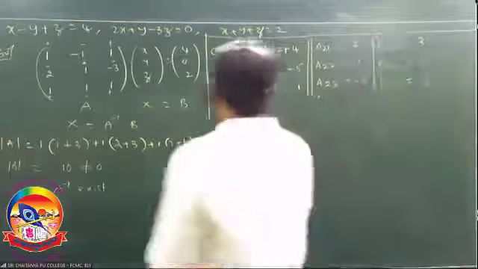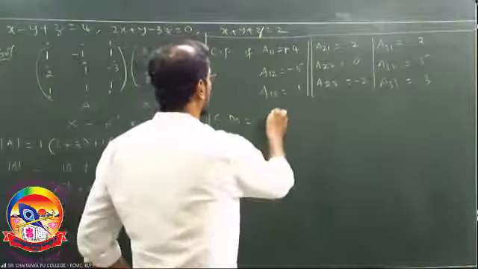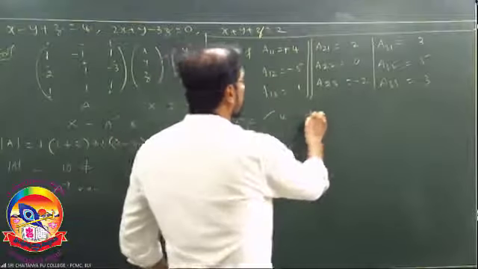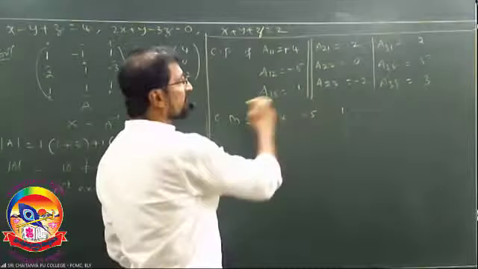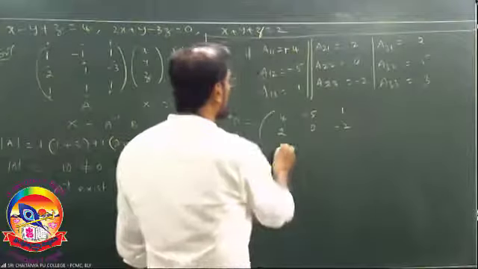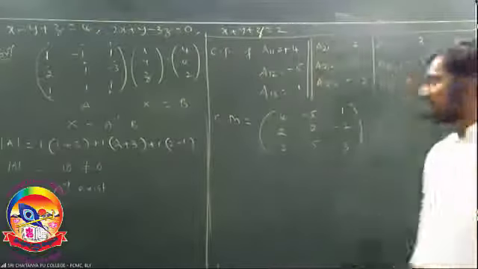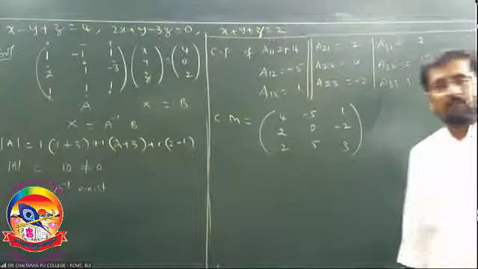Now, write down the cofactor matrix of the matrix capital A, that is nothing but, observe here, 4, minus 5, 1. These are the first row elements. And 2, 0, minus 2. And 2, 5, 3. Now you got the cofactor matrix.